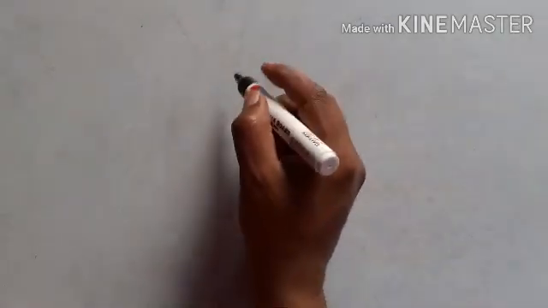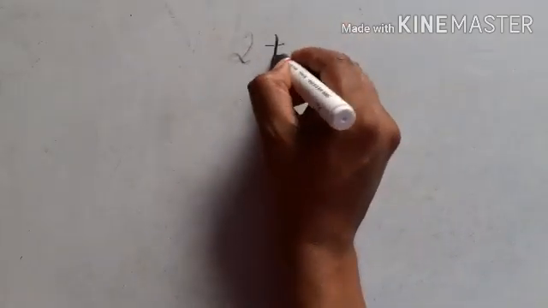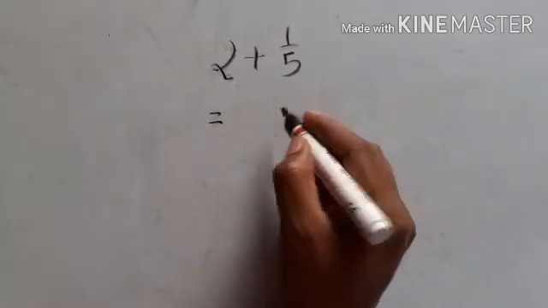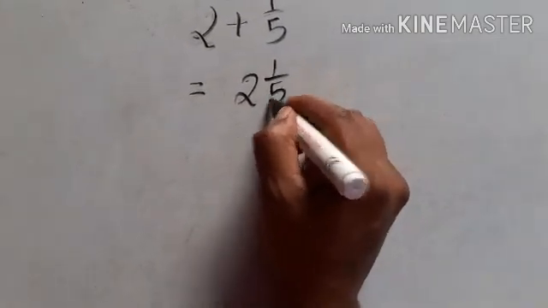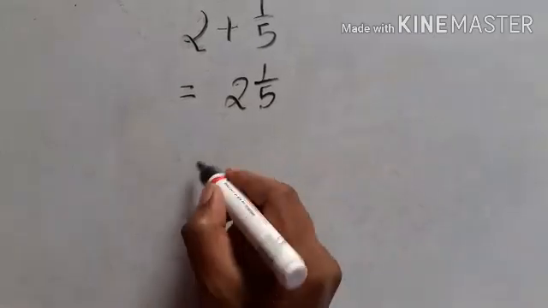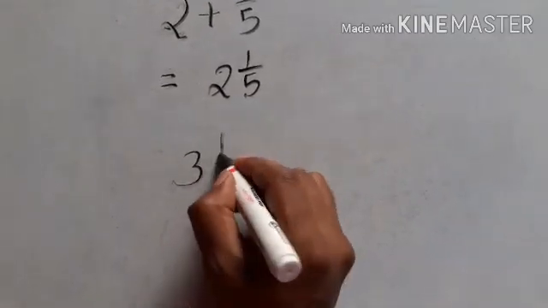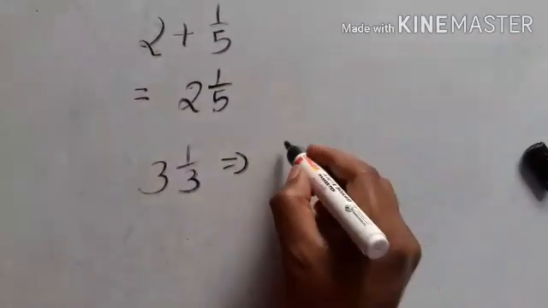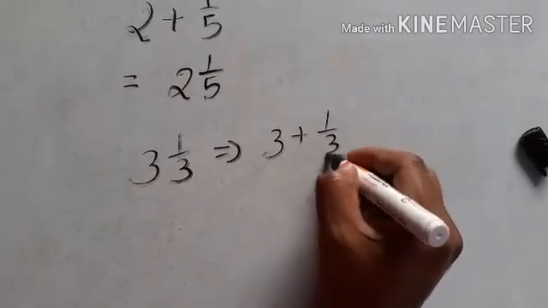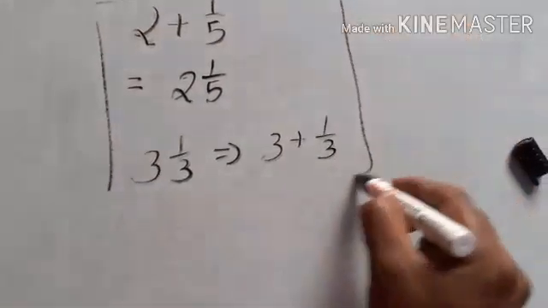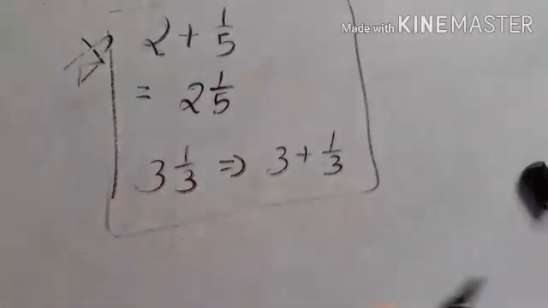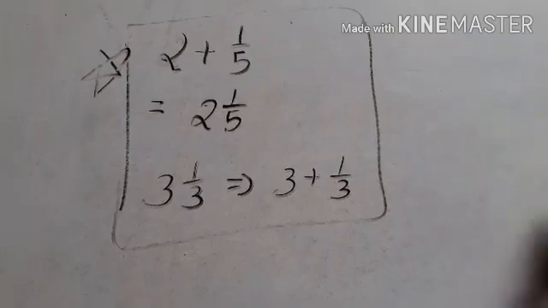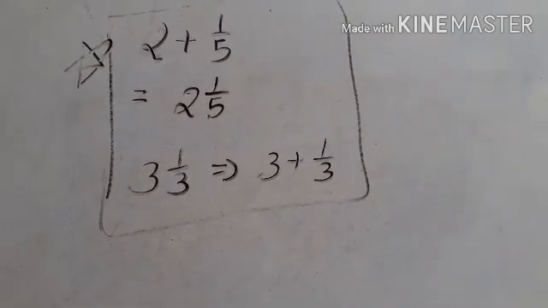Friends, as I have told you, 2 plus 1 upon 5, we can write it directly as 2 whole 1 upon 5. Similarly, if a mixed fraction is given, we can directly write it as the sum of a whole number and a fraction, that is 3 plus 1 upon 3. So keep this in your mind, that is very important for you. It always helps you in addition or subtraction of a whole number to a fraction or fractions to fractions.